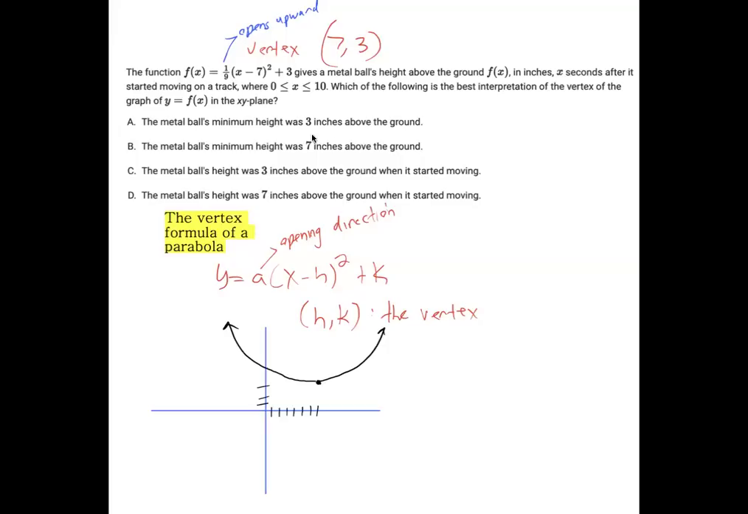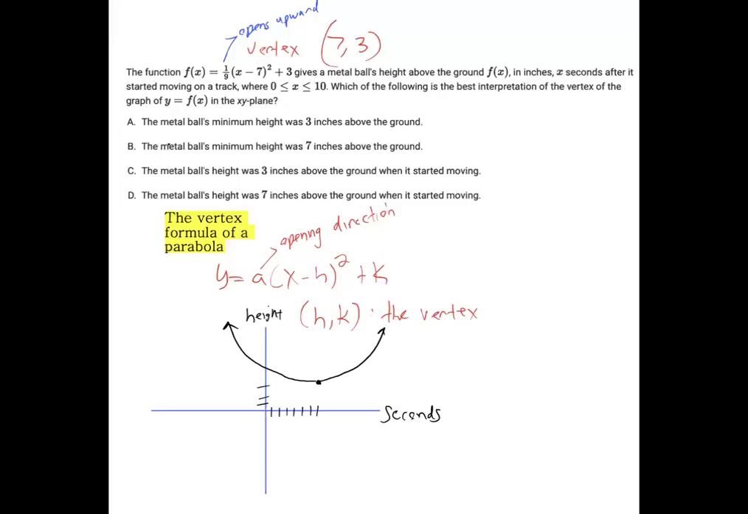And what is the interpretation of the vertex? Well, what are the x and the y in this situation? The y, the function itself, we're seeing is the height. The function is telling us about the height, and that's y. And it's based on x, the number of seconds after it started moving. And so, for whatever reason, the height started going down and perhaps even going back up according to this equation.